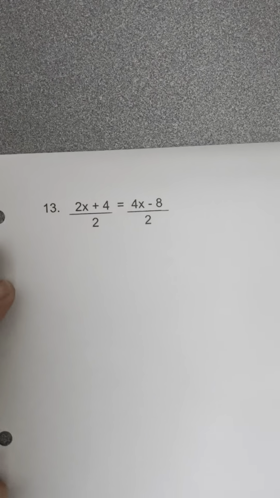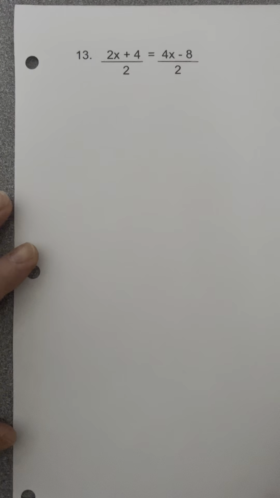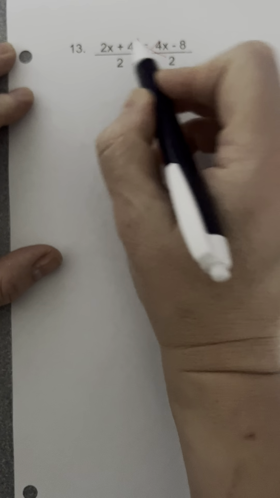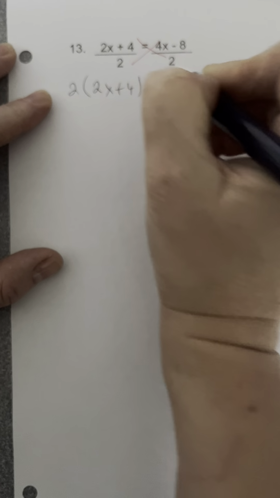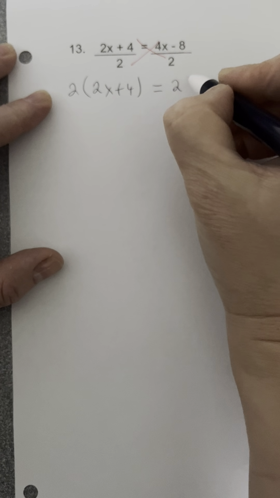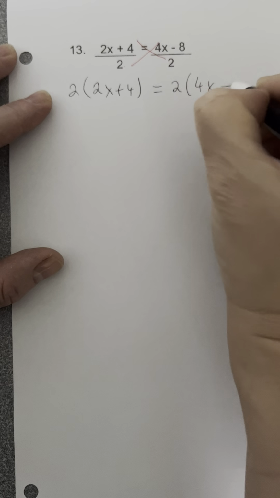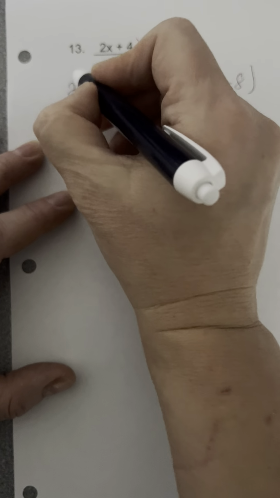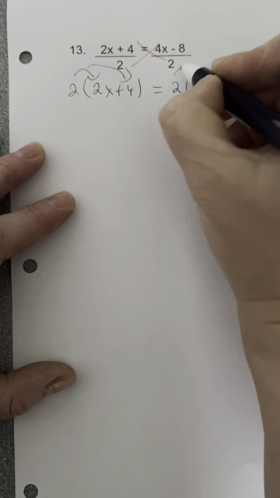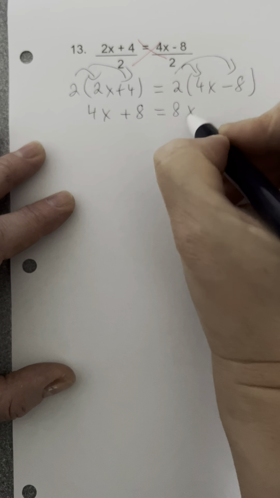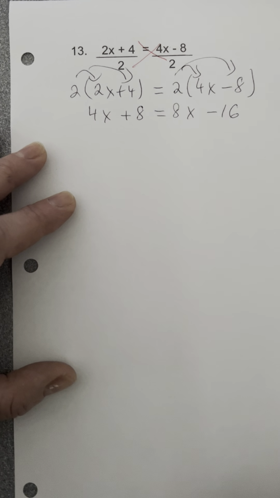All right. Okay. So same deal. Cross multiply. Let's start here. 2 times 2x plus 4 equals, and then one to that side. Okay, let's distribute. 2 times 2, 4x plus 8. 8x minus 16. All right, same deal.